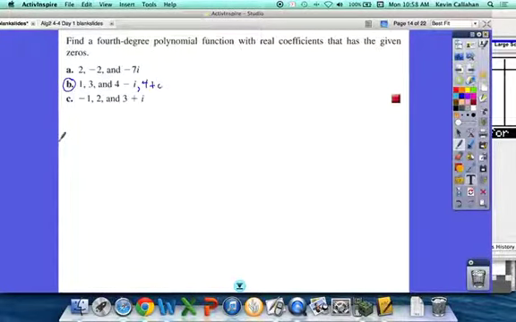Okay, how do we turn the zeros into factors? x minus, right? So it'll be x minus 1 times x minus 3 times x minus 4 minus i times x minus 4 plus i.